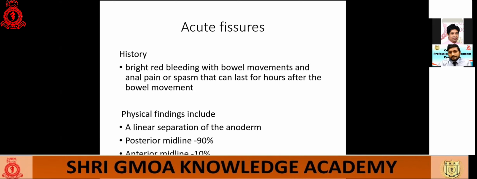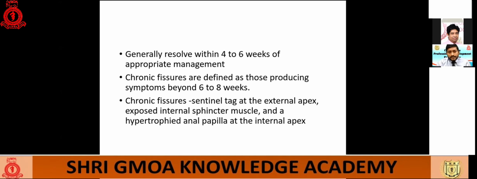So in the history, it's bright red streaky bleeding on stools with associated severe pain. In some patients you can do a physical examination, and if you put the patient in prone jackknife and separate the buttocks, you can see a linear separation in the anoderm. 90% of the time it happens at the posterior midline, or else you call it the 6 o'clock position. These clock positions are defined when a patient is lying supine in lithotomy. So 12 o'clock is anterior, 6 o'clock is posterior. Mostly fissures are posterior midline 90% of the time, and anterior midline about 10% of the time. Generally it resolves within 4 to 6 weeks with appropriate management.